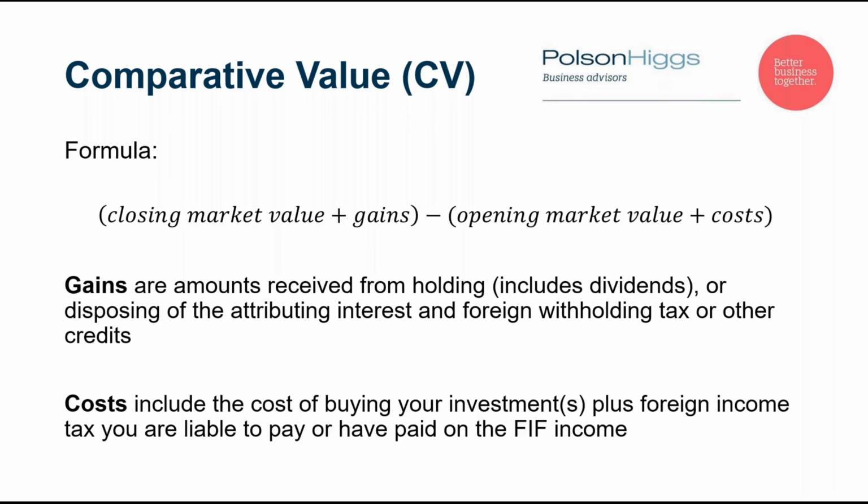So how do we work out our income under that method? We take our closing market value plus any inflows, so gains during the year. That could be dividends, it can be sale of shares, and from that we deduct our opening market value and any other costs we've incurred, so any other purchases. So effectively what we received less what it cost us, the difference between the two is our income under the CV method.